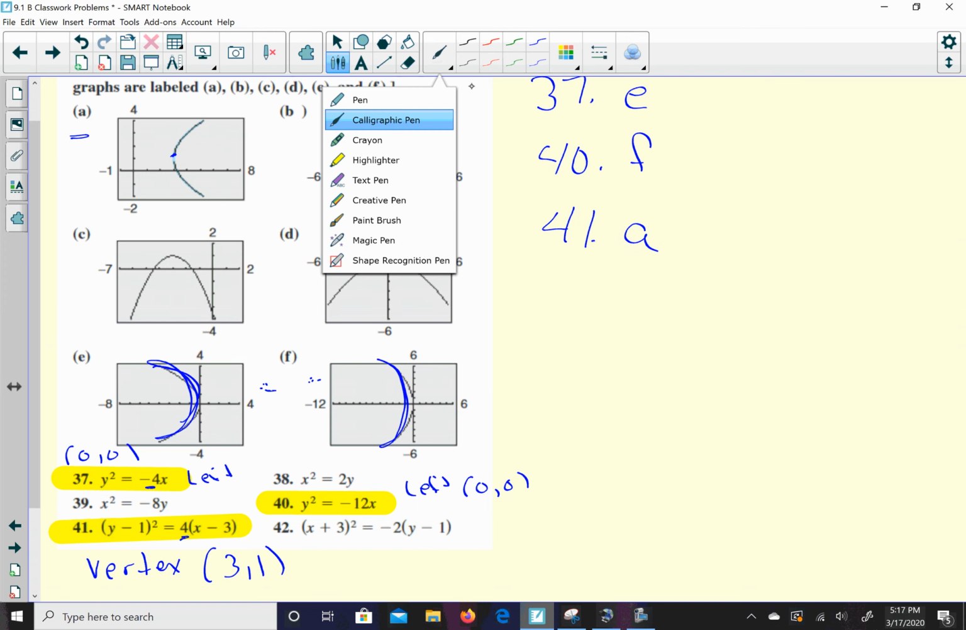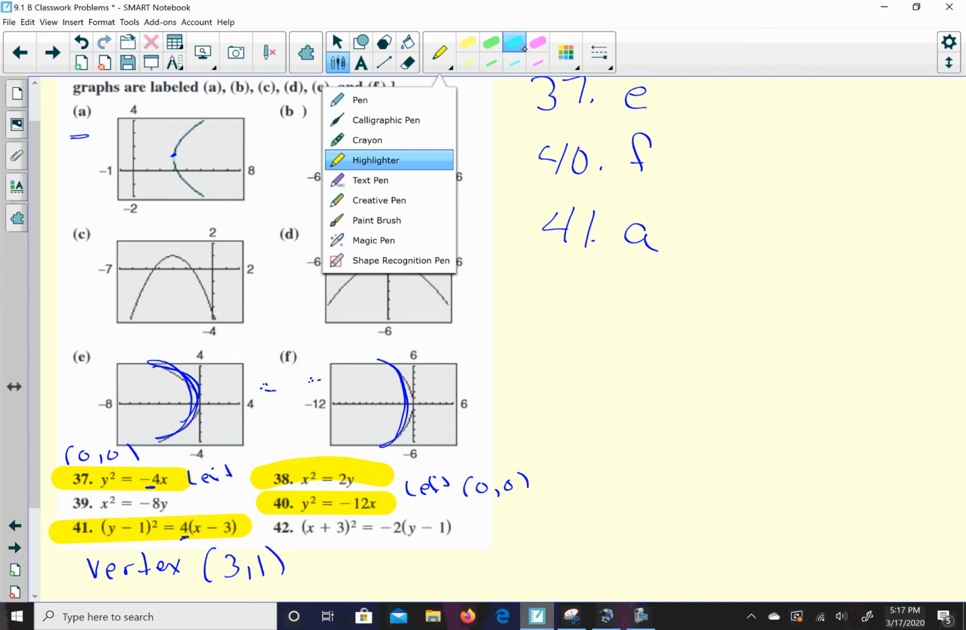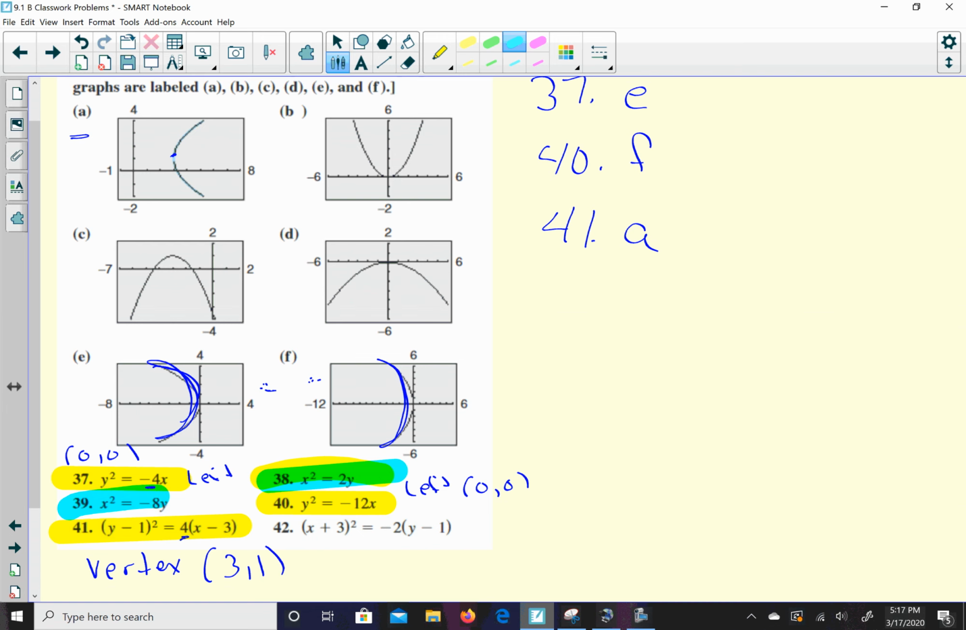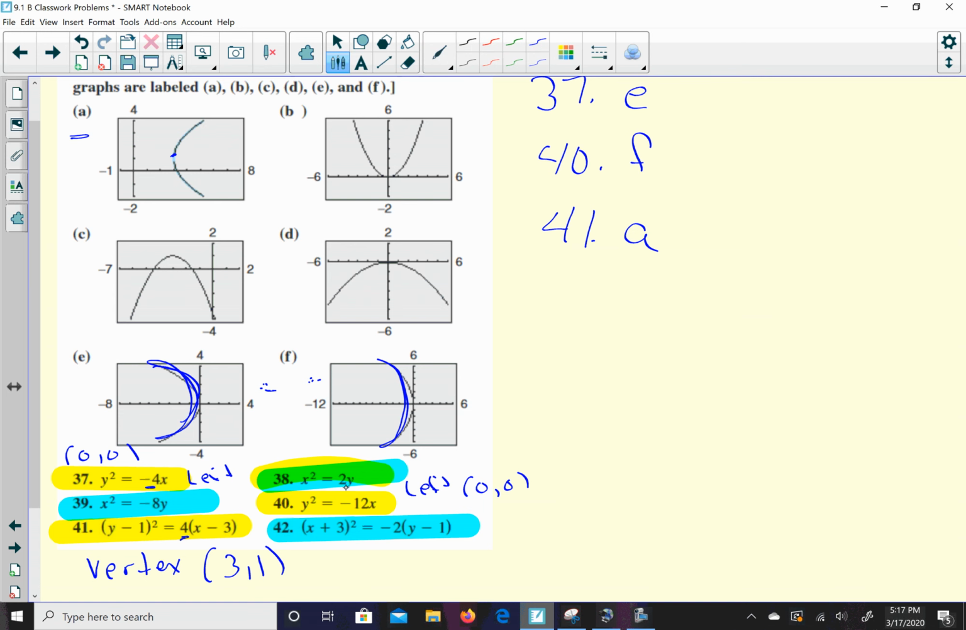The remaining ones that I have left are going to be 38, 39, and 42. All three of those have the x squared, which means it's going to either open up or down. So when I look at these equations, 38 is going to open up, and it's going to have the vertex at 0, 0.